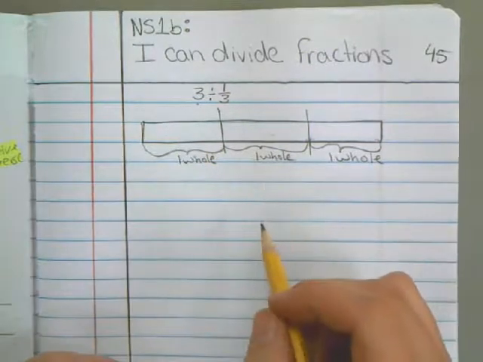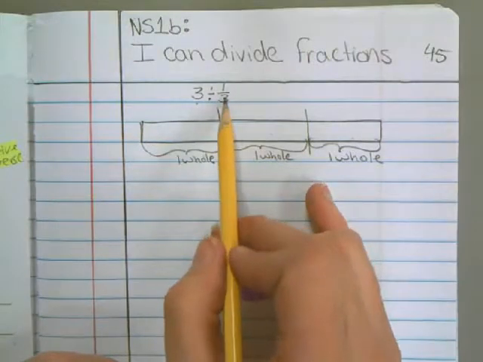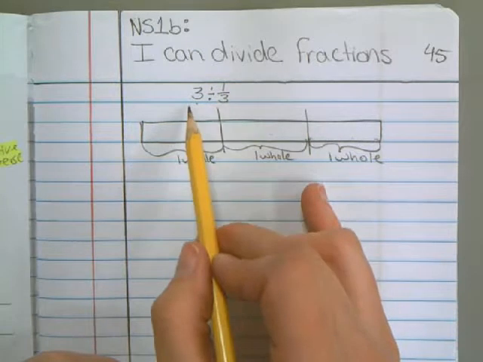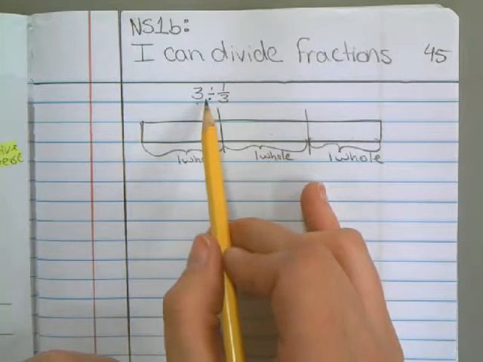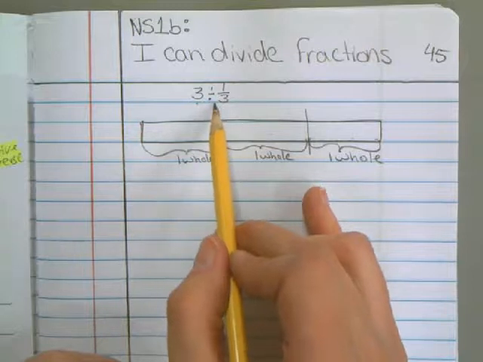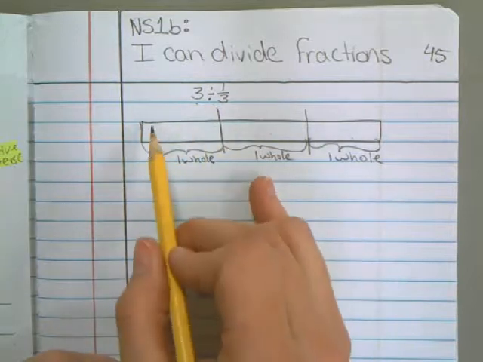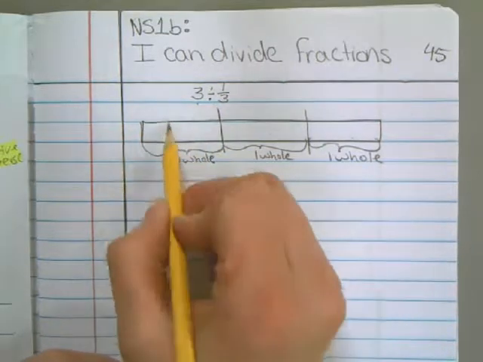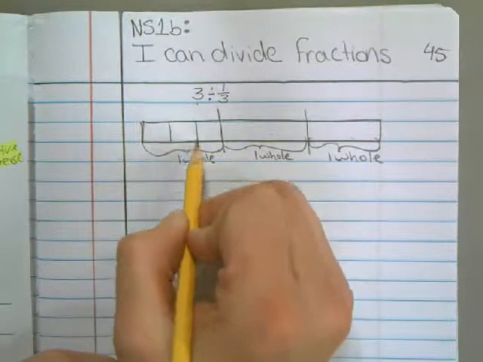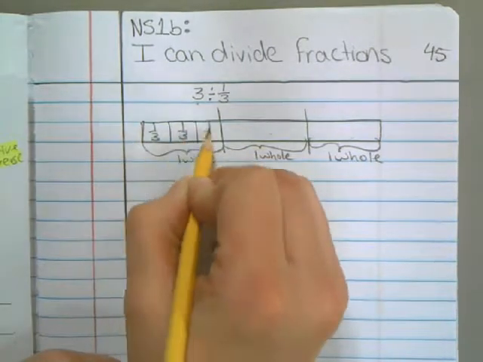Okay? Then I need to ask myself, okay, divided by 1/3. Is that a question of how many groups or how much in a group? Well, we should see that's a question of how many groups I can make from 3. How many groups of 1/3 can I make from 3? Well, if I'm looking at my whole and I want to know groups of 1/3, I need to divide my whole into 3 pieces. This would be 1/3, this would be 1/3, this would be 1/3.